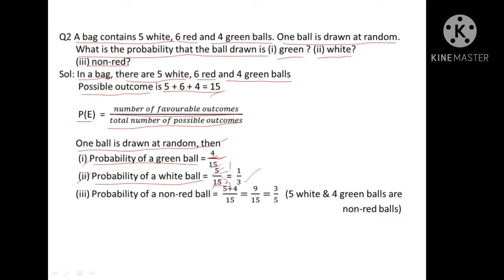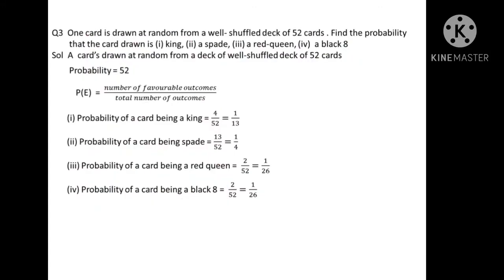Now the third part, probability of a non-red ball. Here non-red balls are white and green. So when we add 5 white balls and 4 green balls, it is the number of favorable outcomes, and total number of possible outcomes will be 15. So 5 plus 4, it will come 9 upon 15. 9 and 15 can be cancelled by 3. 3 threes are 9 and 3 fives are 15. So the probability of a non-red ball is 3 upon 5. Now we will move to the next question.